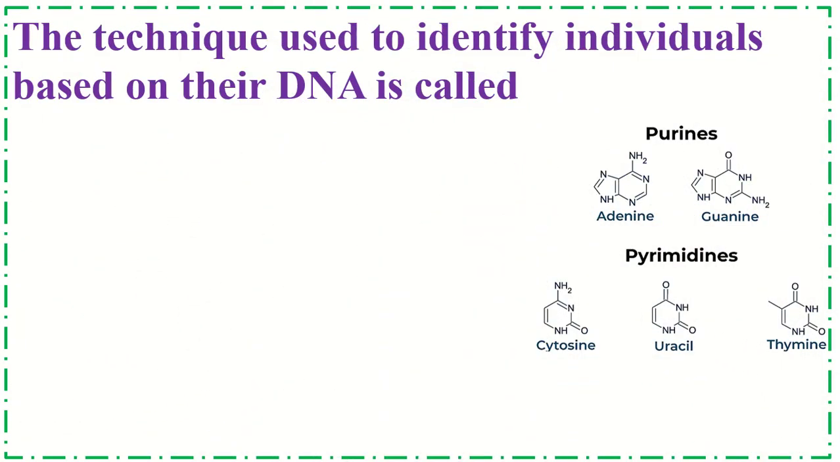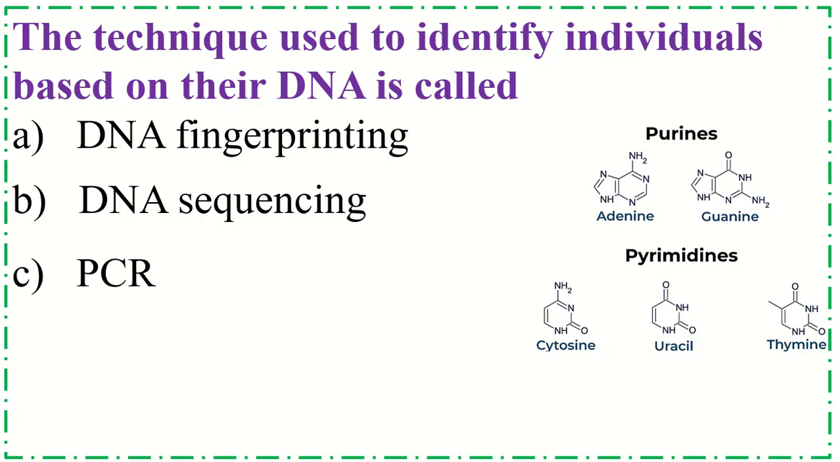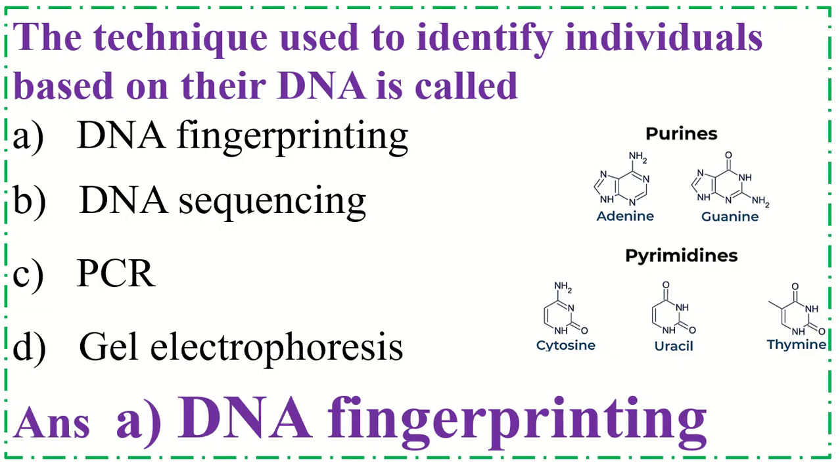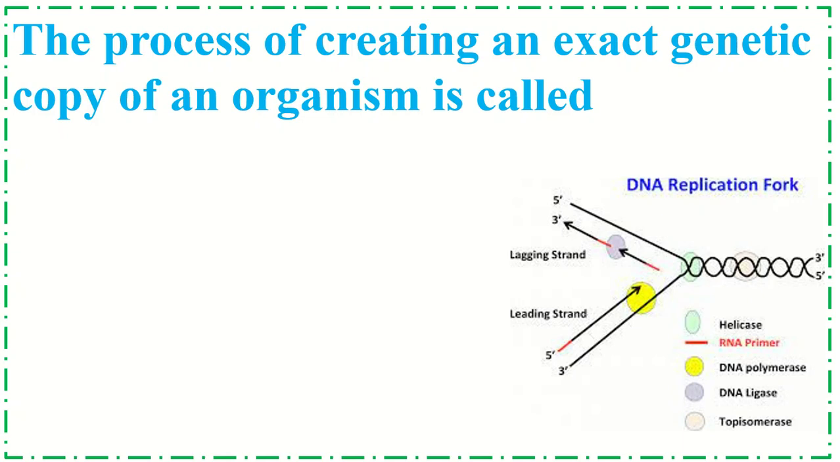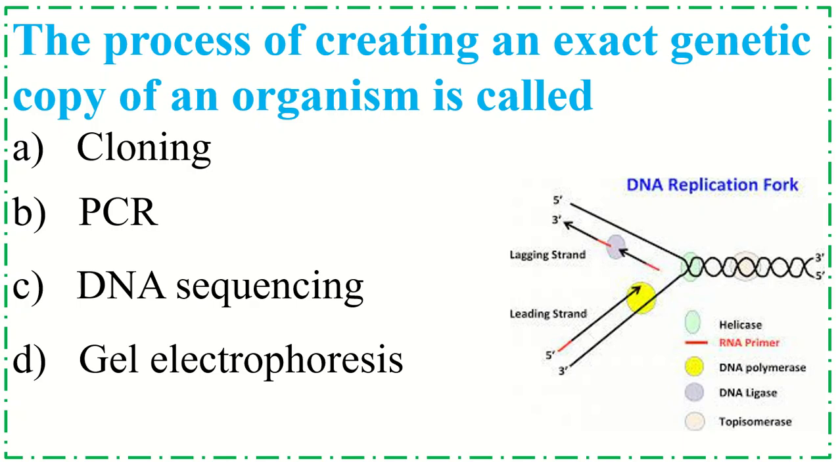The technique used to identify individuals based on their DNA is called A DNA fingerprinting, B DNA sequencing, C PCR, D gel electrophoresis. So the correct option is A, DNA fingerprinting. The process of creating an exact genetic copy of an organism is called option A cloning, B PCR, C DNA sequencing, D gel electrophoresis. So the correct option is A cloning.